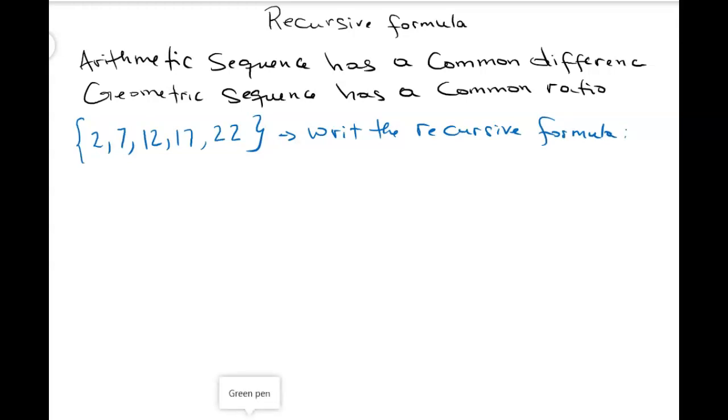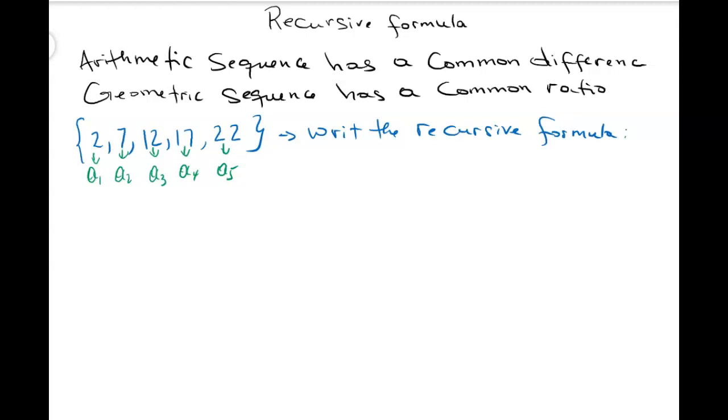This sequence has 5 terms, okay? 1, 2, 3, 4, 5. This is your first term, a sub 1, equal 2. This is your second term, equal 7. Your third term, equal 12. Your fourth term, equal 17. And your fifth term is equal 22. So that's a total of 5 terms. We label those terms by a sub 1, a sub 2, a sub 3, meaning first term, second term, third term, fourth term, and fifth term.